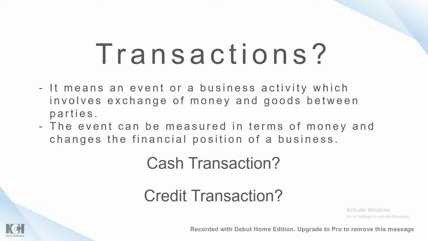Now a transaction can be of 2 types, cash and credit. Cash transactions: when the parties settle transactions immediately by making payment in cash or by check. So you purchase something and you make immediate cash payment, or immediately pay the money by a check. That is your cash transaction.